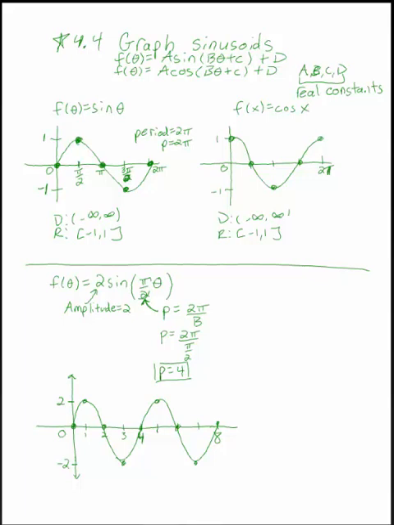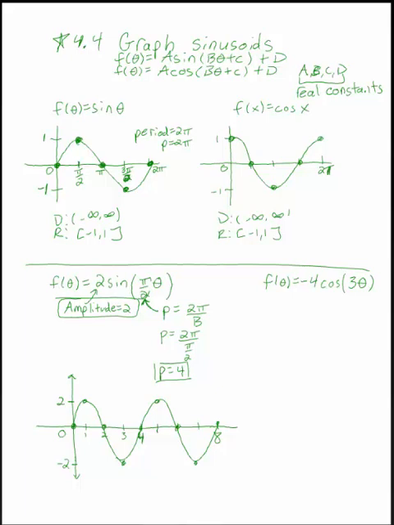And so notice the important features here are amplitude, period, shifts, things of that nature. So I've got a nice looking graph there. So now let's try a cosine graph. How about f of theta equals negative 4 cosine of 3 theta.